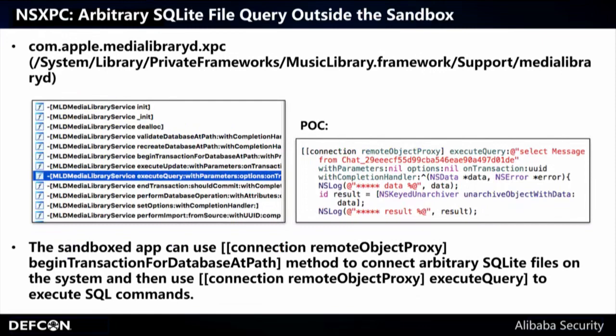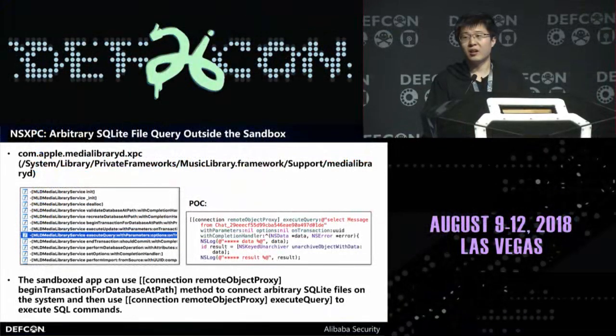So the second vulnerability is in medialibraryd NSXPC. It can be exploited to read, write, and query arbitrary SQLite files outside the sandbox. Since the remote object of the service has mobile privilege and it does not check the input path of the SQLite file, an attacker can achieve an arbitrary query on the files on the system. The attacker can use beginTransactionForDatabaseAtPath to connect to arbitrary SQLite files on the system, and then use executeQuery to execute SQL commands on it. For example, a malicious app can leverage this vulnerability to modify SMS messages or emails on the device.